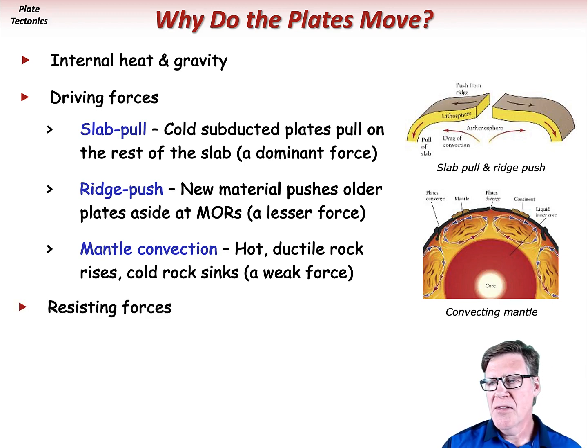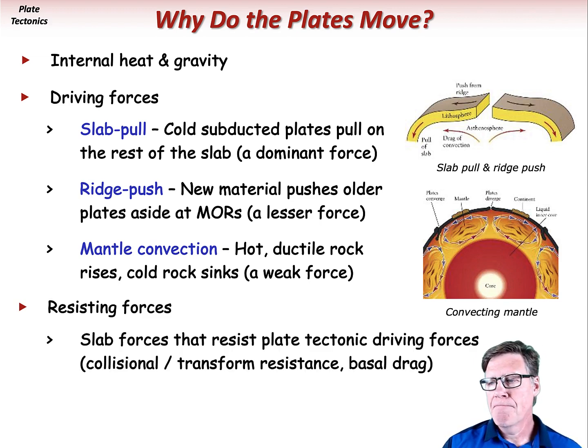So there are forces that resist these driving forces, including collisions and transform resistance, basal drag on the bottom of a plate that is dragged over the asthenosphere. The bottom line is that plate motion occurs where the driving forces are greater than the resisting forces.